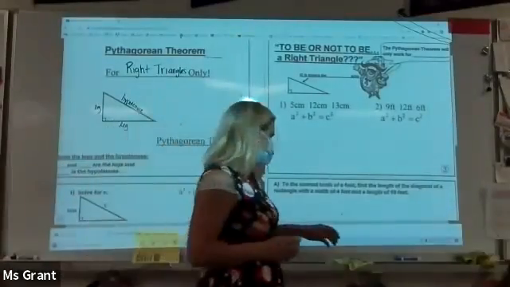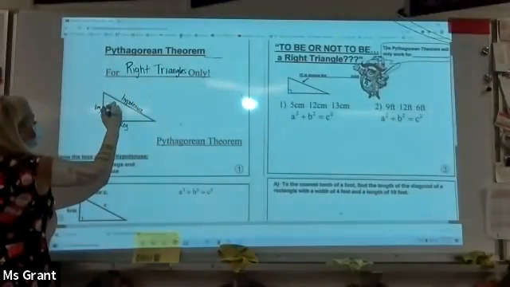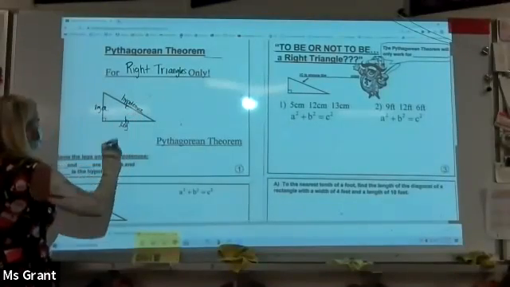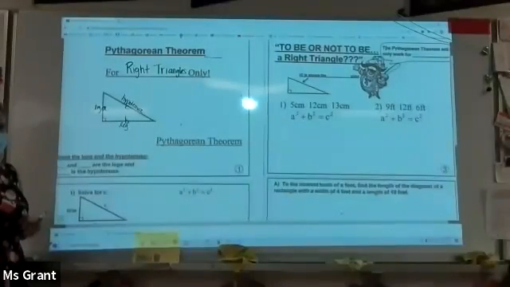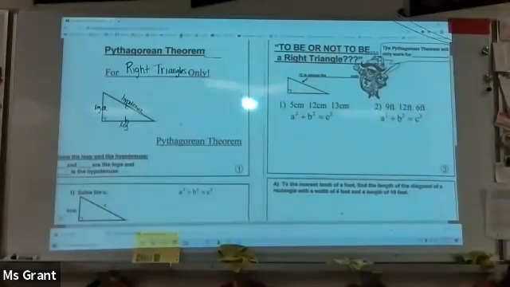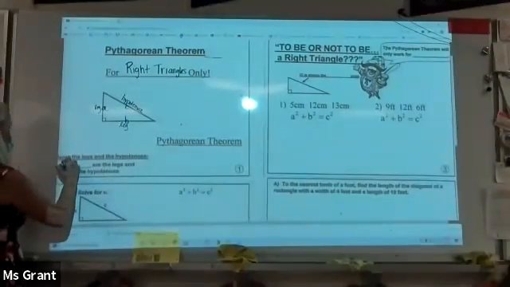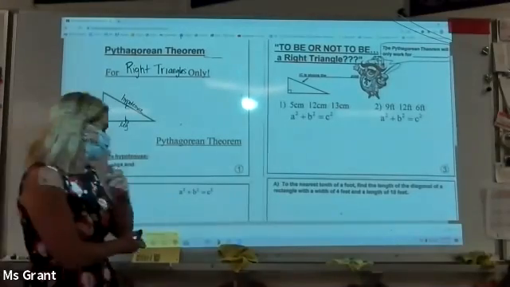And for us to be able to have a formula for the Pythagorean theorem, my legs are going to be called A and B, and my hypotenuse is going to be called C. So then it says on this little section down here, name the legs and the hypotenuse. A and B are the legs, C is the hypotenuse, right?